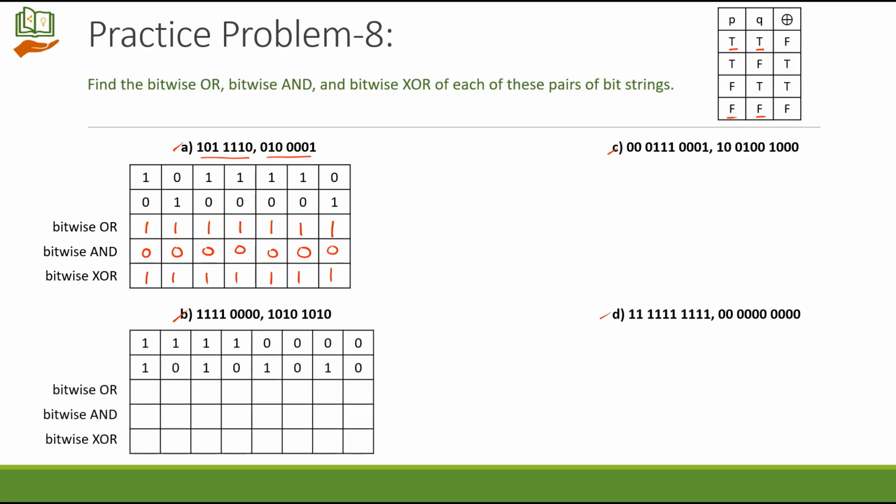What about the B problem? We have 4 ones and 4 zeros in the first string and 1 0 1 0 1 0 1 0 in the second string. Now we'll go for bitwise OR. 1 or 1 is 1, 1 or 0 is 1, 1 or 1 is 1, 1 or 0 is 1, 0 or 1 is 1. 0 or 0 will alone give you 0. 0 or 1 is 1, 0 or 0 is 0.